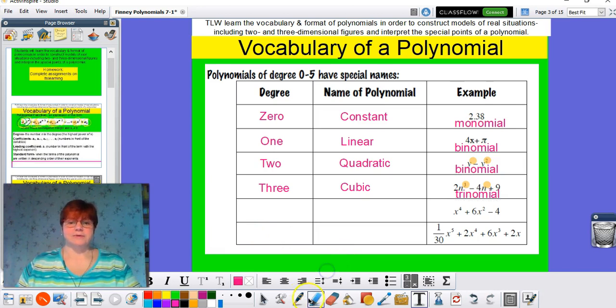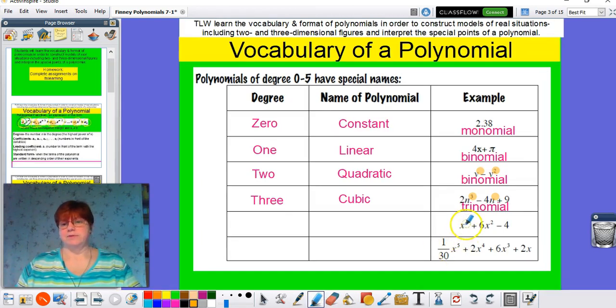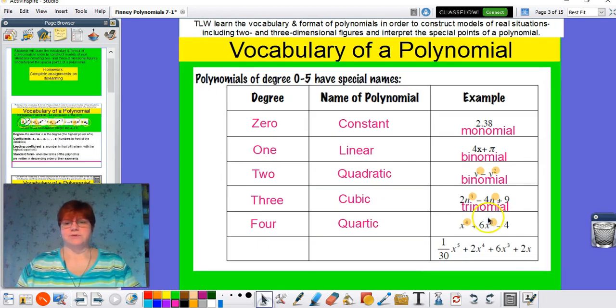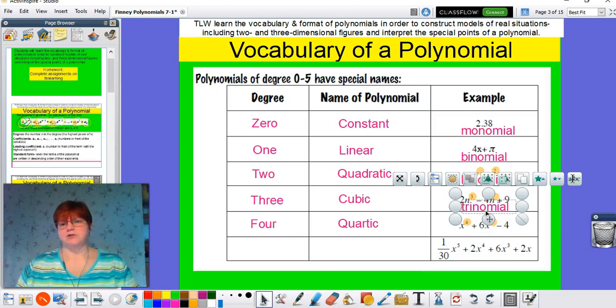The next example, looking at our exponents to find the degree, we have an exponent of 4, we have an exponent of 2. So as we're looking at these, which is bigger? Well, degree 4. This is called quartic. And again, it has 3 terms, so it's a trinomial.